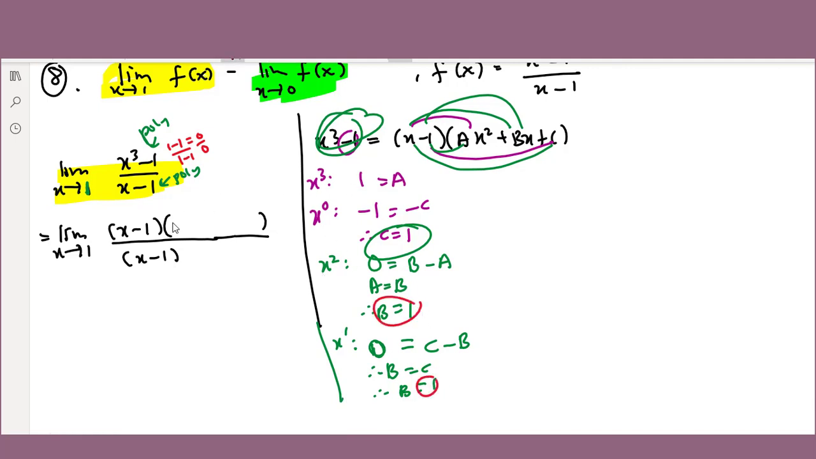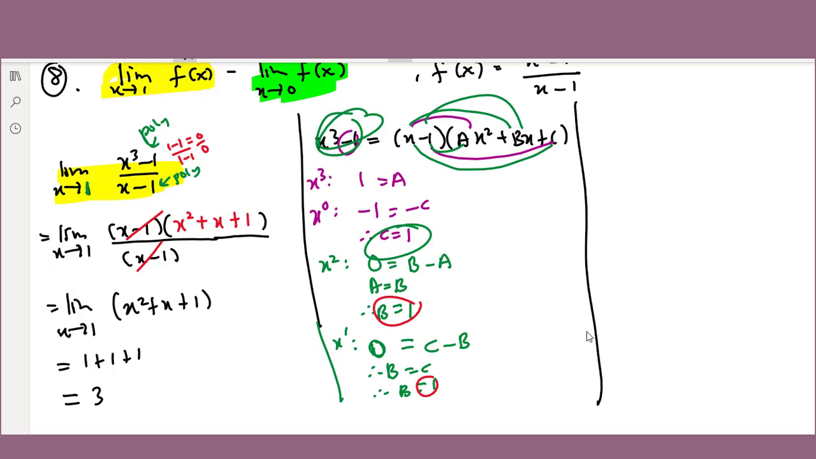Then right here, x squared plus x plus 1. We don't have to factorize completely. As long as we get one linear factor, x minus 1, it can be cancelled. Limit as x approaches 1 for this function, then substitute: 1 plus 1 plus 1 is equal to 3. So that settles the first term.